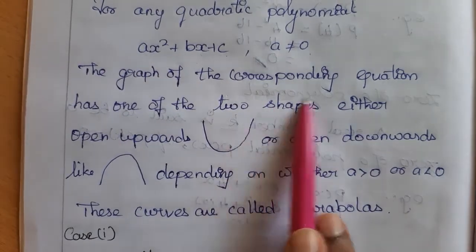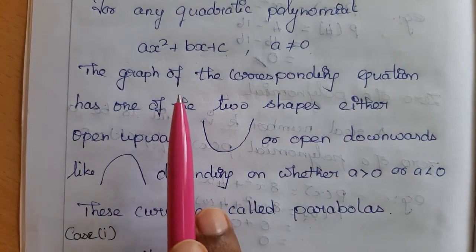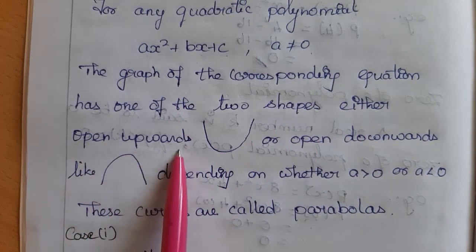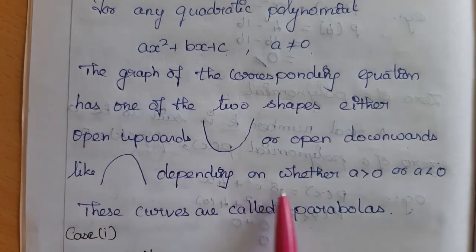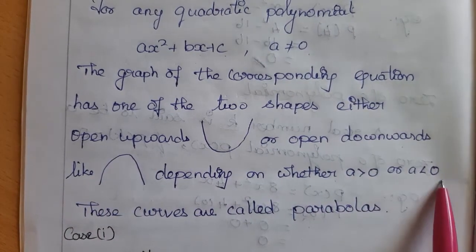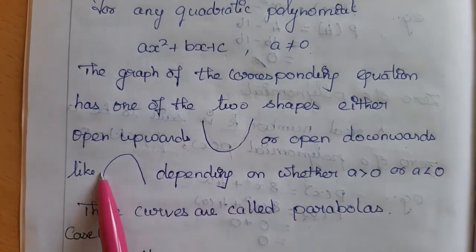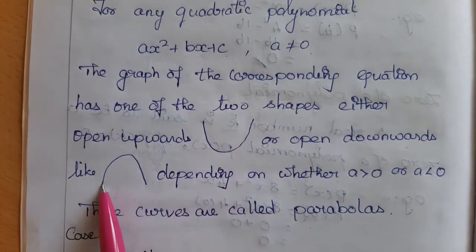The graph of the corresponding equation has one of two shapes. If you draw a quadratic polynomial in the graph, you will get one of two shapes, either open upward like this or open downward like this, depending on whether a is greater than 0 or a is less than 0. This curve is called a parabola. So only two types there will be, either it will open upward or open downward.